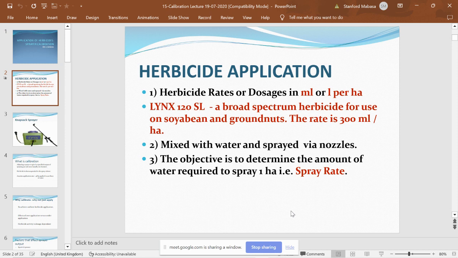So we have to make it so the herbicide is mixed with water and is sprayed via the nozzles. The objective is to determine the amount of water required to spray 1 hectare, which is the spray rate. So when we are calibrating a sprayer, our task is to determine what we call the spray rate, or amount of water which should cover 1 hectare.